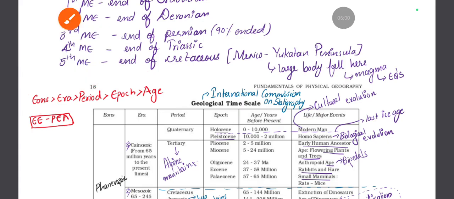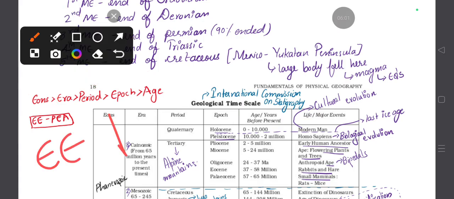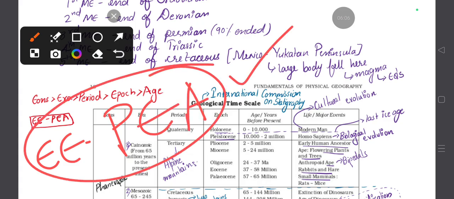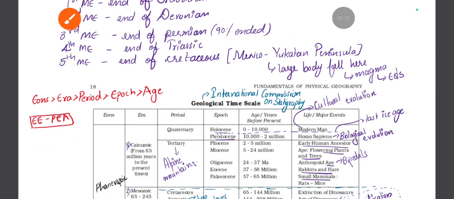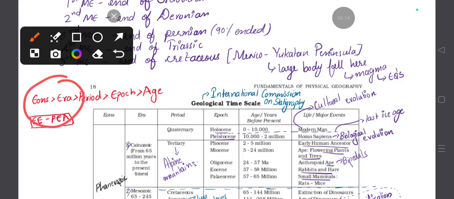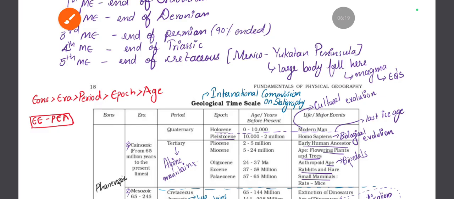How to remember this? Remember EEP. Remember this abbreviation or this particular code, that is EEP. EE means eons and eras. P means periods, epochs and ages. So this is how I remember, and this is how you can also remember. If you have a better mnemonic, you can try.